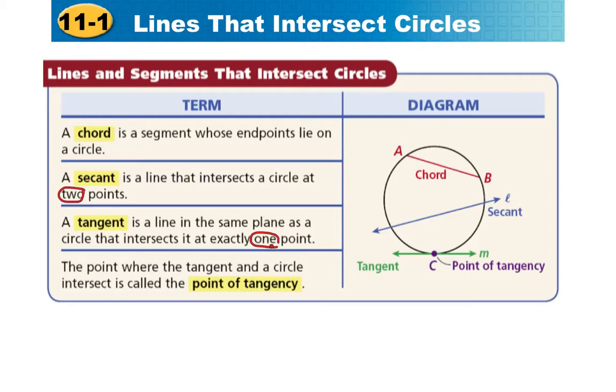And the point of intersection of the tangent is what they call a point of tangency. It is where the circle and the line meet, where they intersect. The only point of intersection.